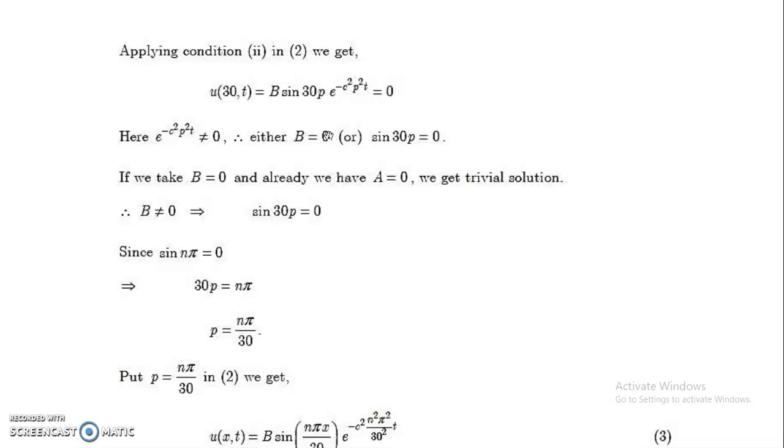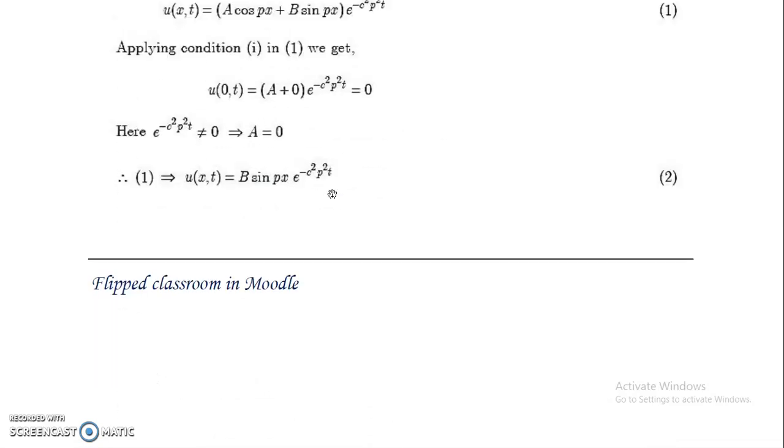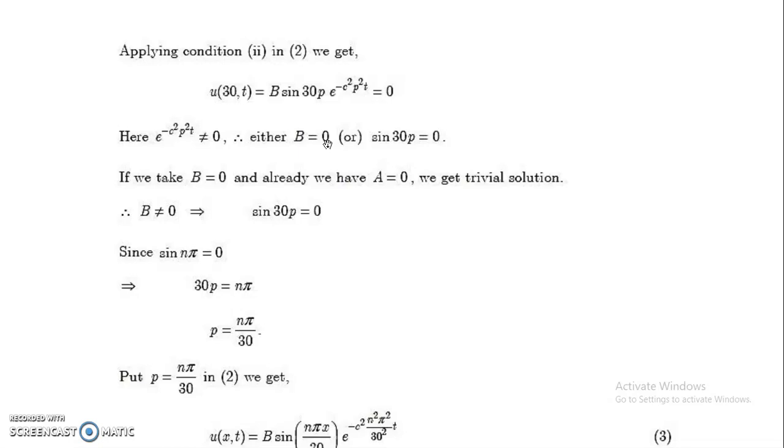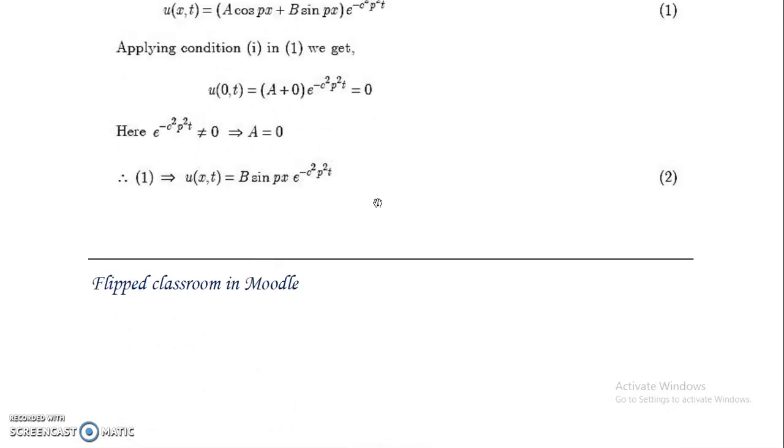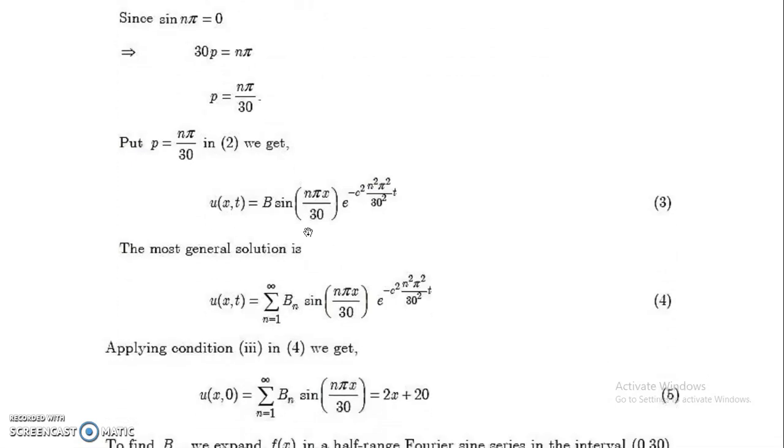If B equal to 0, you have to substitute B equal to 0 on your current solution, which means you will get a trivial solution. This equation will become 0. So B is not equal to 0. Sin 30p is equal to 0. So that p value is n pi by 30. Substitute this conclusion on your current solution on equation number 2. So now the current solution is B sin n pi x by 30 e power minus c square n square pi square by 30 square into t.